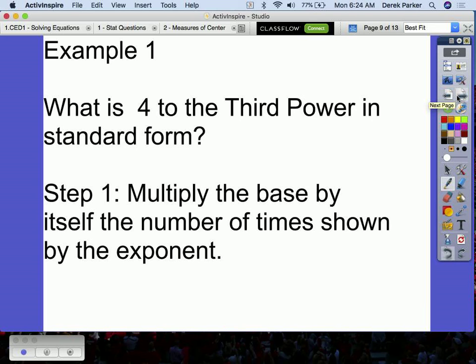What is 4 to the 3rd power in standard form? That would be 4 times 4 times 4. So multiply the base by itself the number of times shown by the exponent, and then solve.